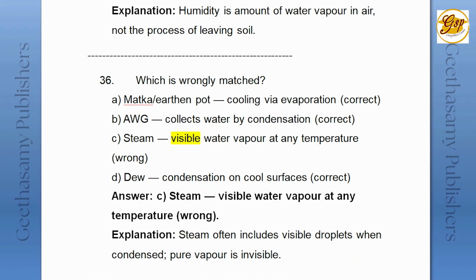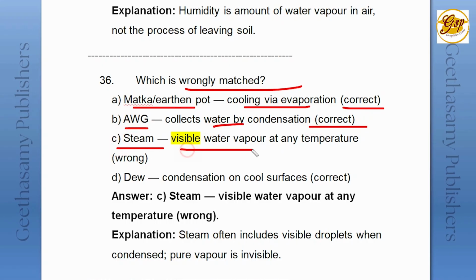36th question, which is wrongly matched? Matka, earthen pot cooling via evaporation, correct. AWG collects water by condensation, correct. Steam, visible water vapor at any temperature, wrong. Dew, condensation on a cold surface, it's correct. So the wrongly matched one is C.